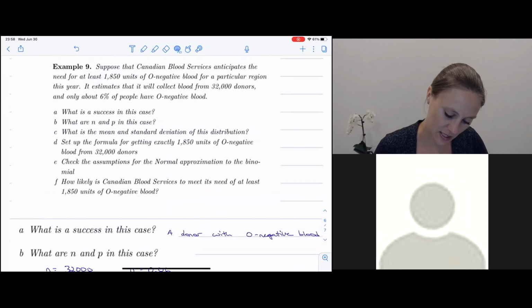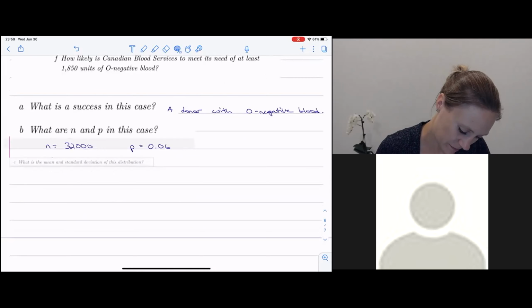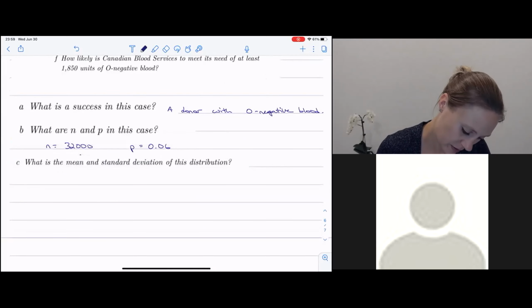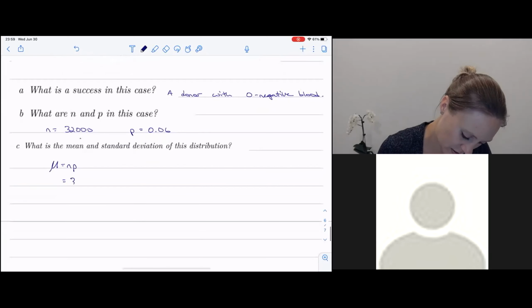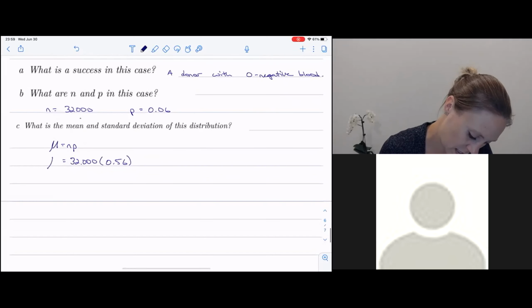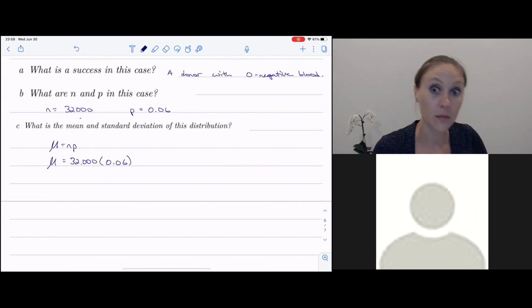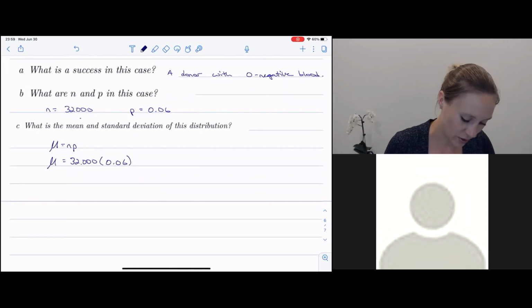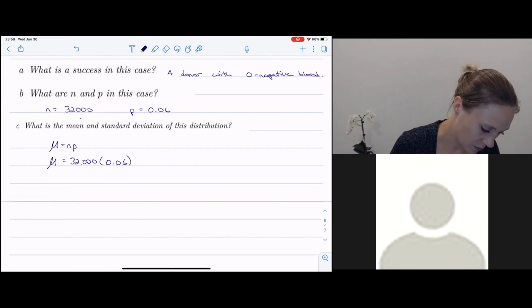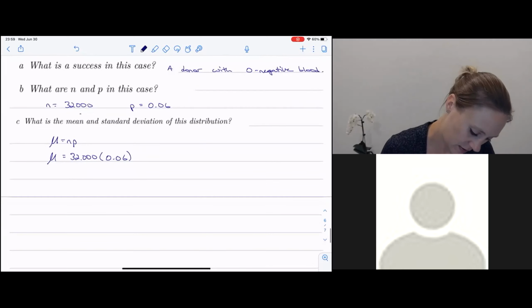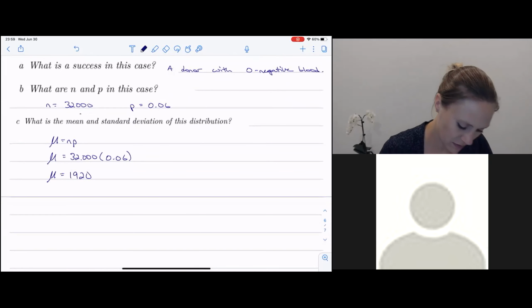What is the mean and standard deviation of the distribution? Mu is N times P, which in this case is 32,000 times 0.56. Or sorry, 0.56, that's from before, 0.06. Big difference. How many O negatives are we expecting? 32,000 times 0.06. Hopefully you get the same thing. Mu is 1,920. Make sure I didn't make a typo here.